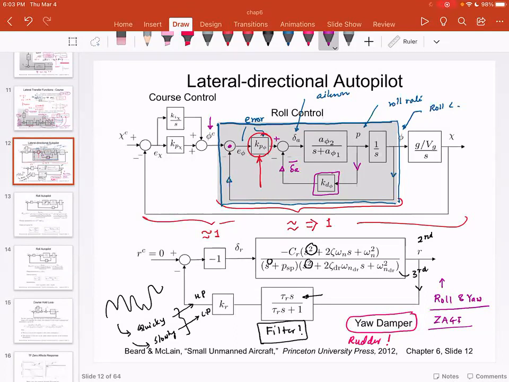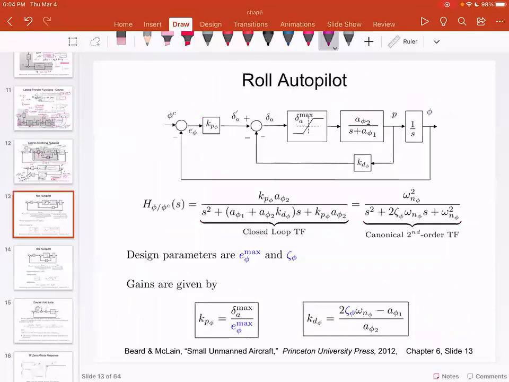Now, how do we completely design this autopilot? And what do we mean by designing an autopilot? Designing an autopilot means determination of Kp, Ki, and Kd so that the system behaves the way we want. So now let's discuss in detail how this autopilot can be designed for roll control.